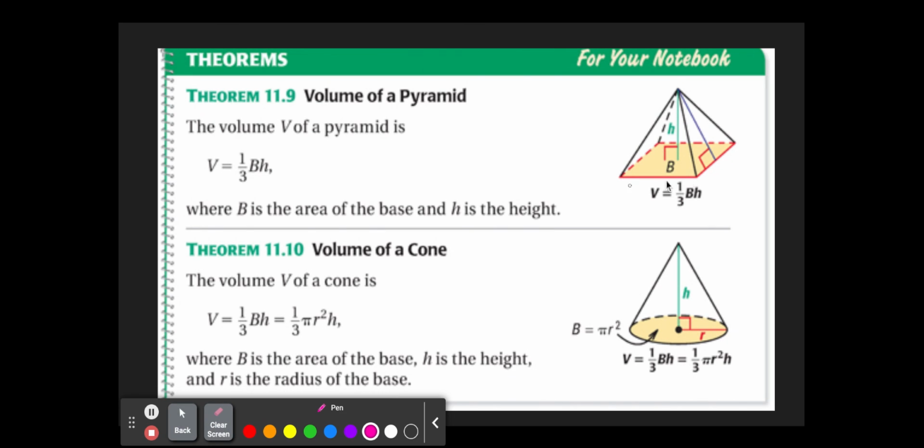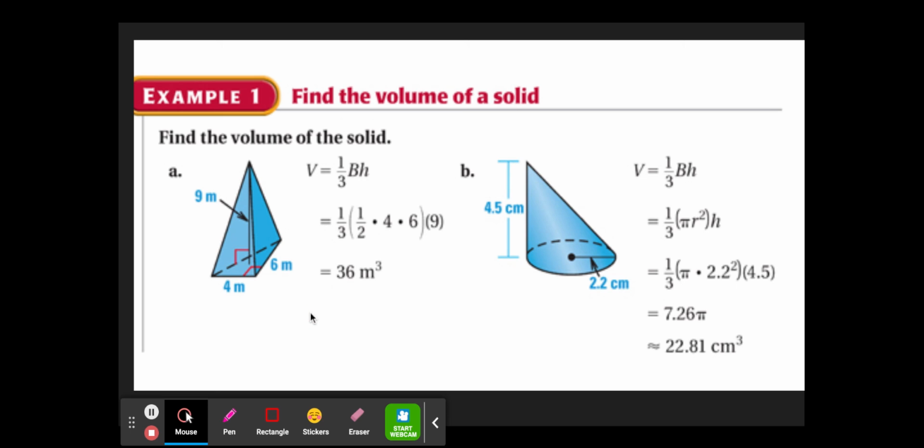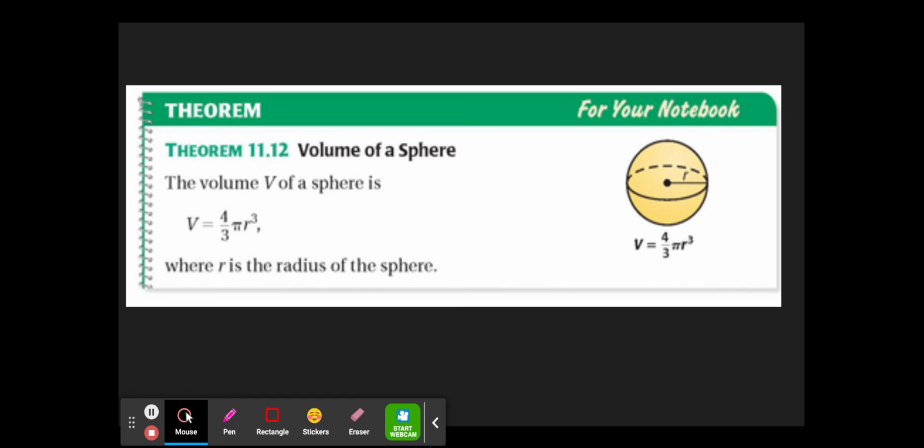So you're still going to find the area of the base, multiply it by how tall the pyramid is, but then divide it by 3. Cone, same deal. What's the area of the circle, times how tall is the cone, divided by 3. So here are some examples. Good to pause, take a look, put these examples in your notebook.